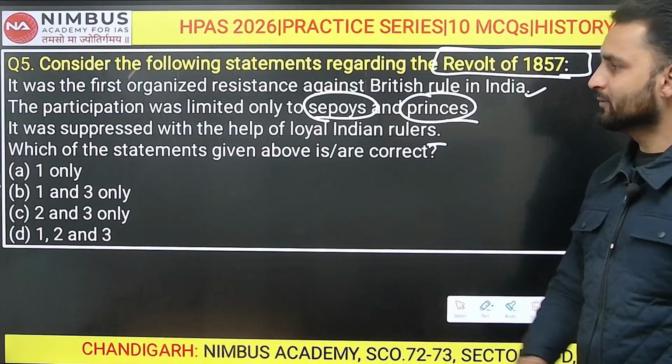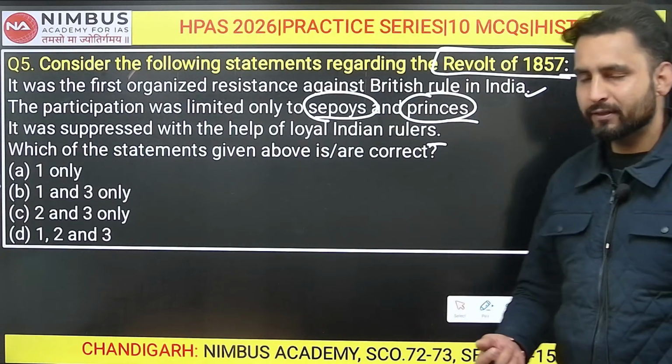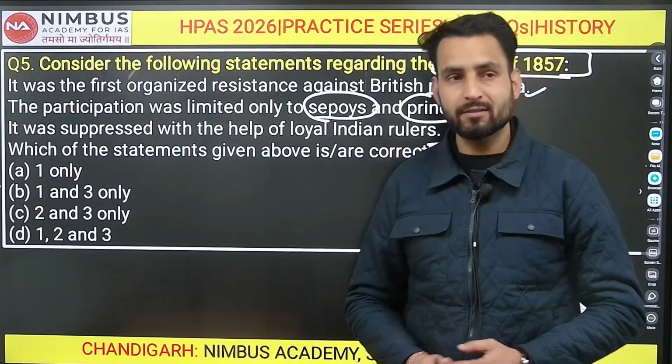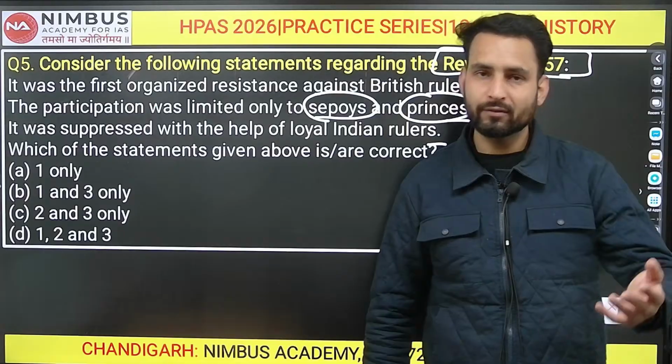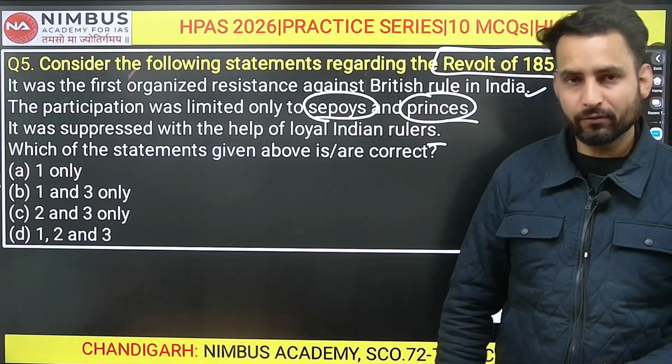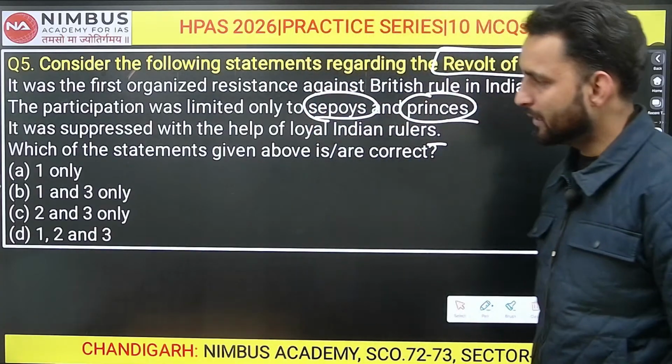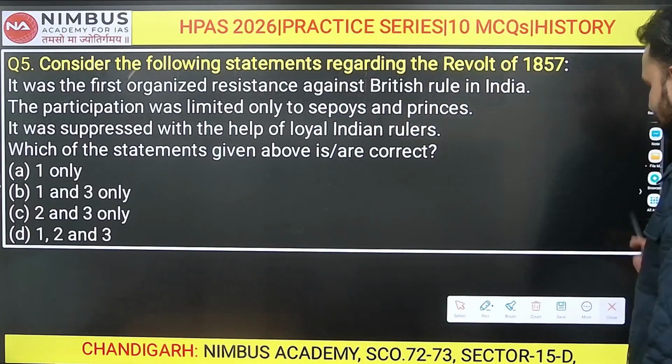Third is, it was suppressed with the help of loyal Indian rulers. Definitely right. There were numerous princely states in India, generally the larger princely states, who helped the cause of the British in order to suppress the revolt of 1857. So all the three statements that are given here are absolutely correct. Option number D, 1, 2 and 3 will be the right answer.